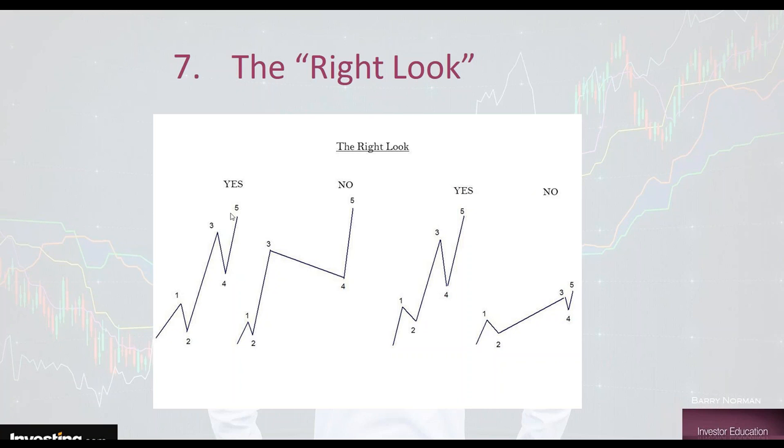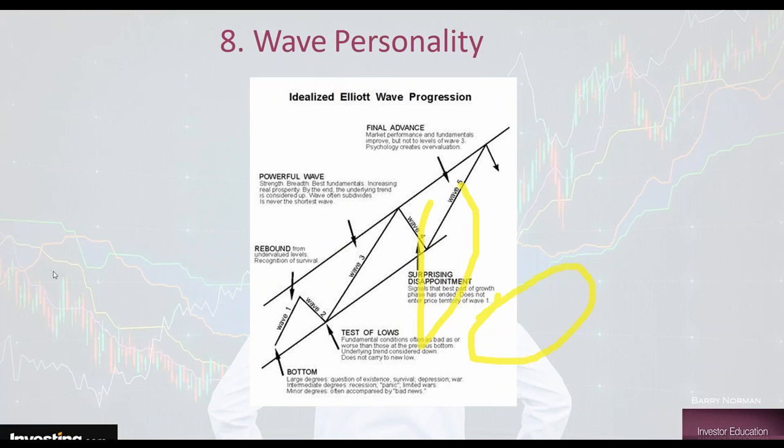And 5, and the one, let me circle it. Here, whereas not here. So there is a steady progression in Elliott waves. So we see 1, the bottom: large degrees, questions of existence, survival, depression, war; intermediate degrees, recession, panic, limited wars; minor, often accompanied by bad news. This is how we would see the bottom here.